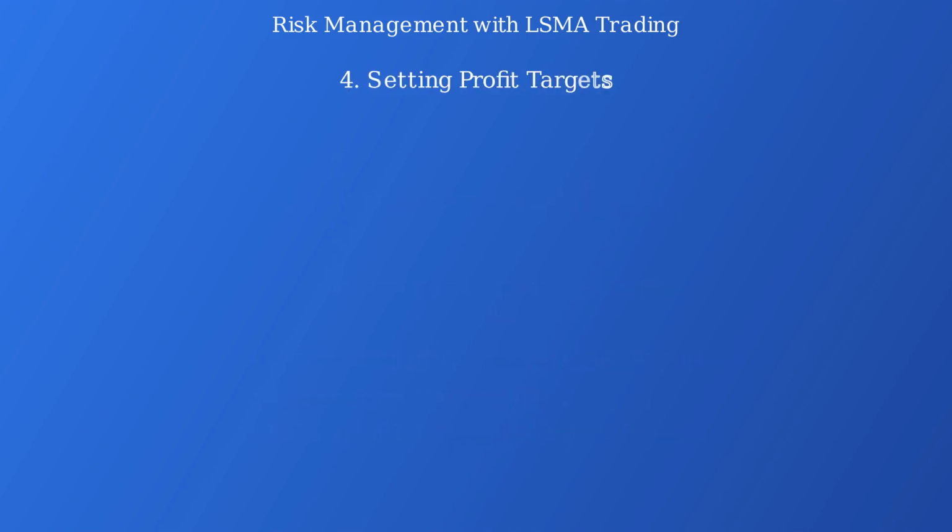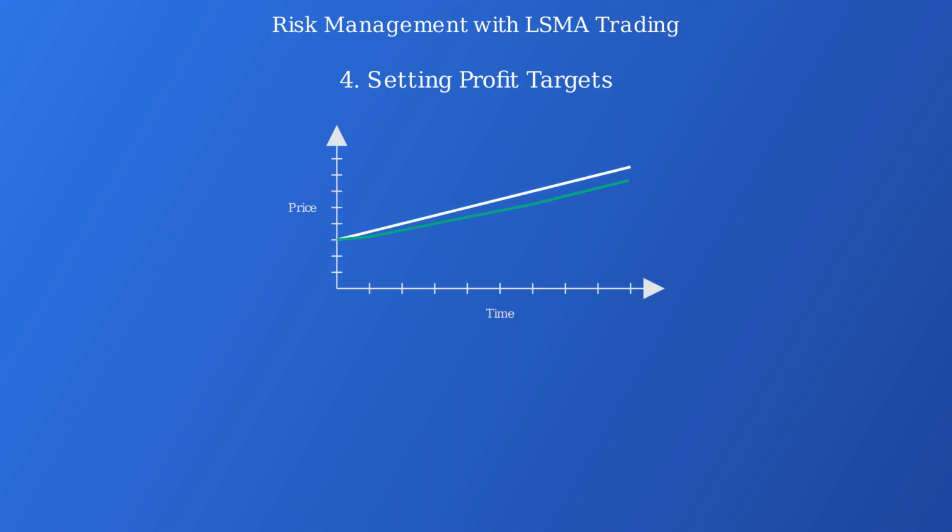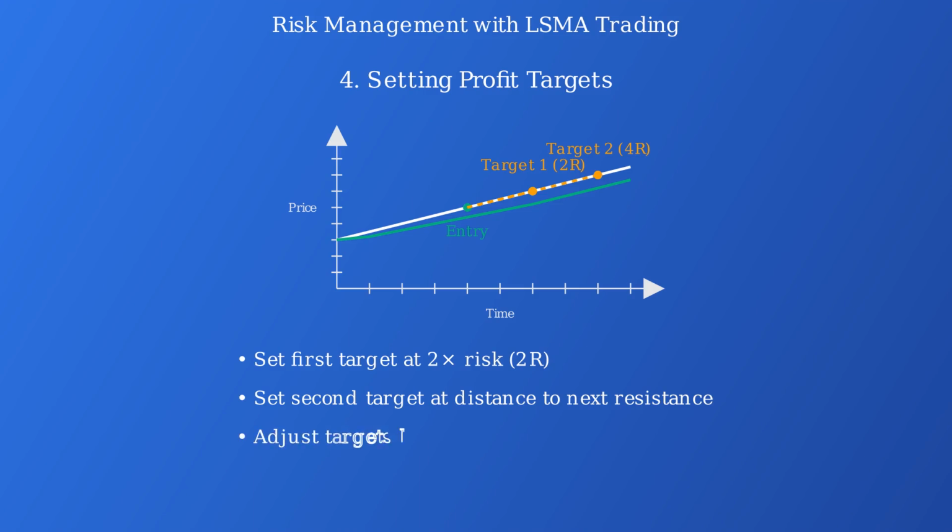The fourth practice is setting optimal profit targets. The LSMA can help determine where to take profits. A common approach is to set your first profit target at twice your risk, known as 2R. Additional targets can be set based on the distance to the next significant support or resistance level.